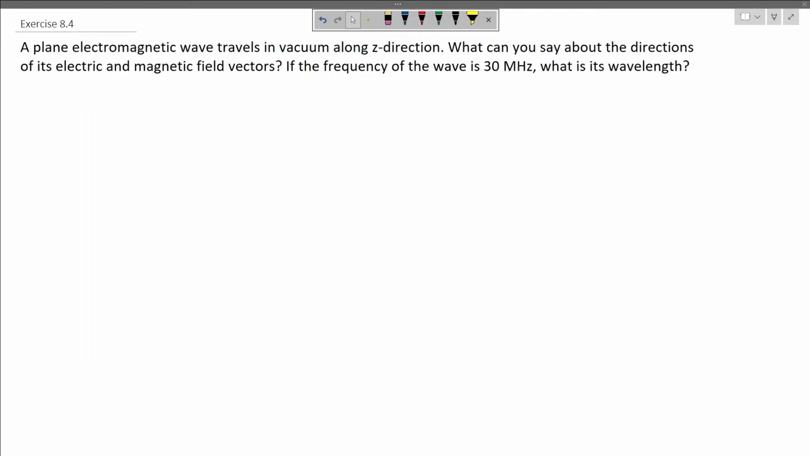The question says that a plane electromagnetic wave travels in vacuum along the z direction. What can you say about the direction of the electric and magnetic field vectors? If the frequency of the wave is 30 megahertz, what is its wavelength?